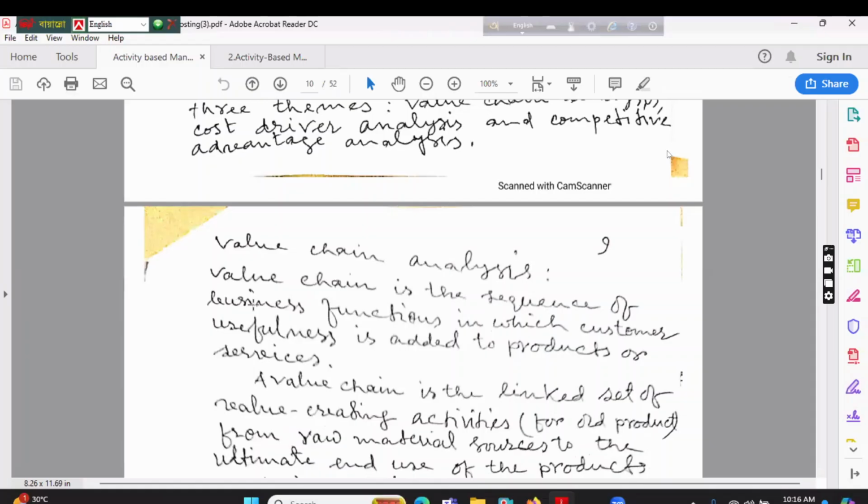In other words, value chain is the set of business functions or activities that add value to the products or services of an organization.